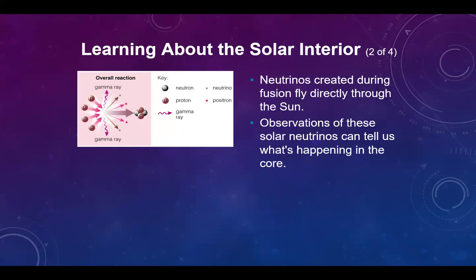The nice thing about neutrinos is they don't interact with the sun, which makes it easy, which means they come out of the sun very easily. The problem is they don't interact with stuff on Earth either. They barely interact with Earth itself.